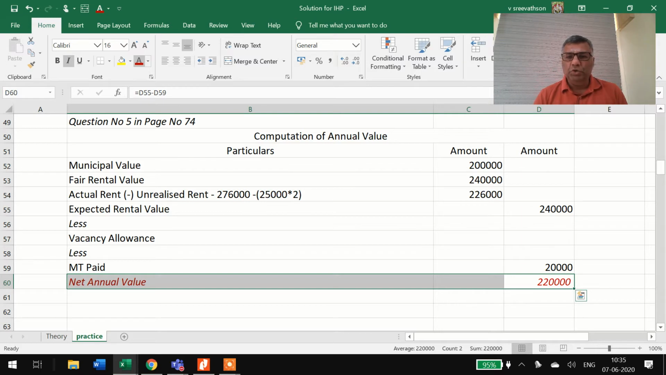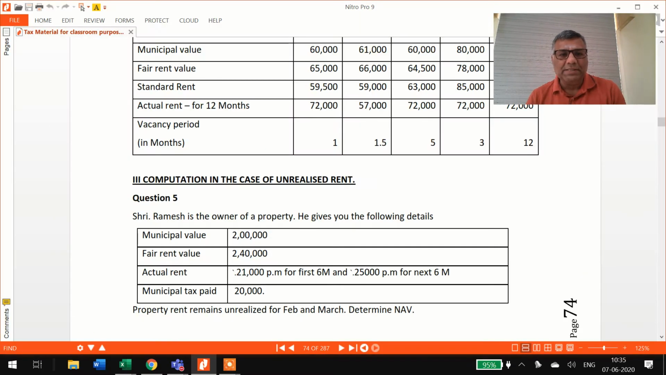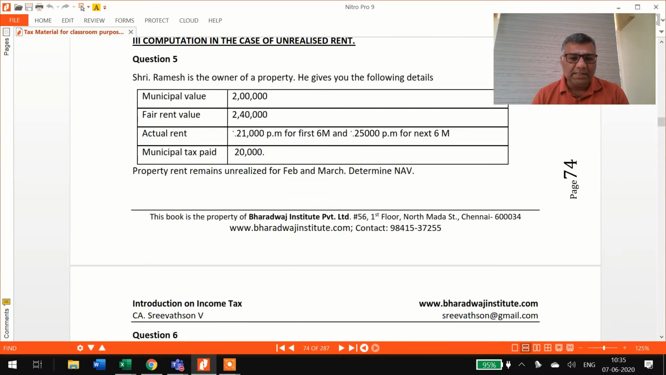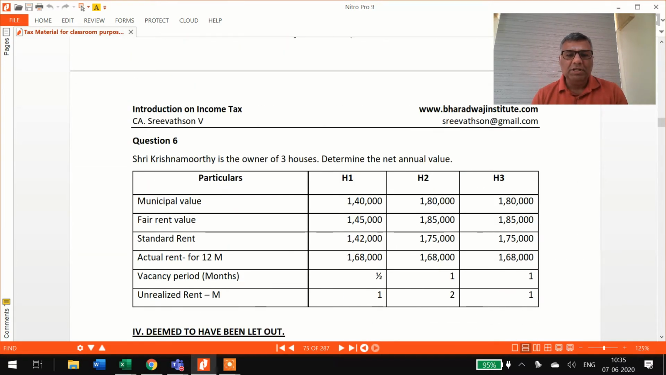Net annual value 2,20,000. Any doubt, please ask me. So my dear friends, the next question, please. Question number 6 in page number 75.